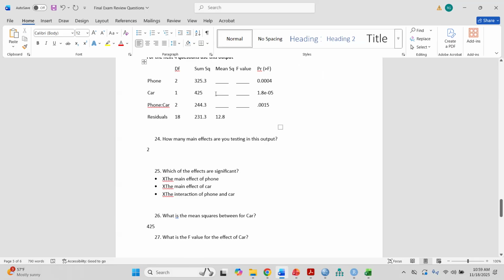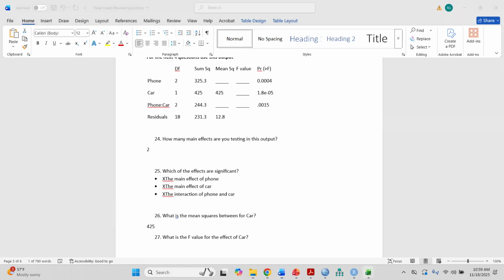Okay, so if we just figured out that this value here is 425, I'm going to populate that in, and if you want to find the F value, you need to take the mean squares between, which is what we just found, and divide it by the mean squares within, which corresponds to this residuals. That's also called error sometimes. So you just take 425 divided by 12.8. You can just do that on a calculator, on Excel, however you want. You can't see me doing this, but I'm just going to calculate this on a calculator in my phone. So 425 divided by 12.8.